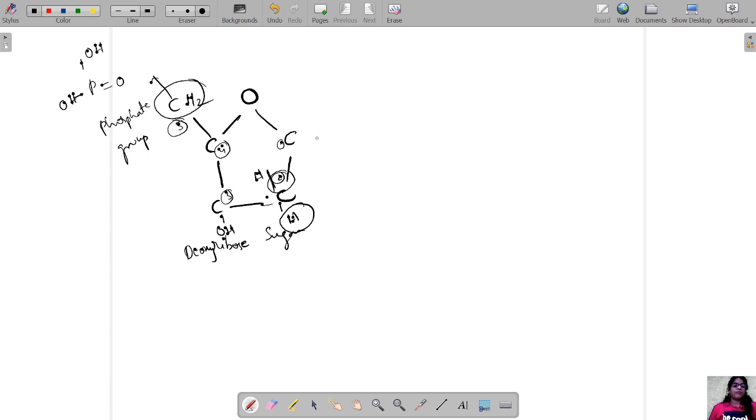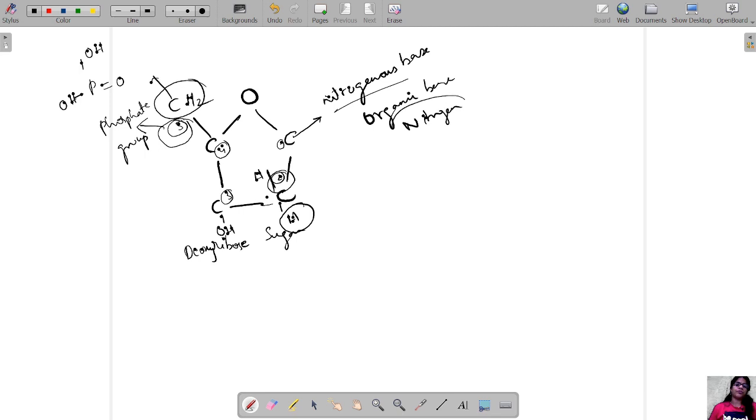Please be aware that the fifth position is meant for the attachment of the phosphate group to form the phosphate-sugar link, and to the first carbon there is an attachment of the nitrogenous base. Now what are nitrogenous bases? Nitrogenous bases are organic bases which contain a nitrogen group in them. These nitrogenous bases are mainly of two types: purines and pyrimidines.